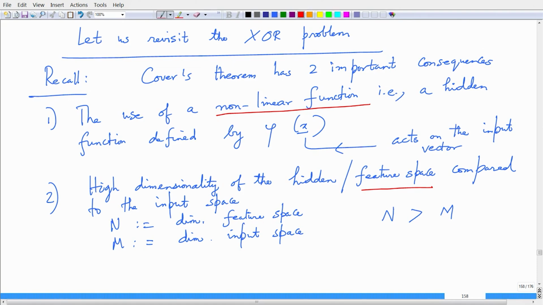right. So here I use n to be the dimension of the feature space and m to be the dimension of the input space, with a slight change in the notations from what we had in Cover's theorem that we just discussed.